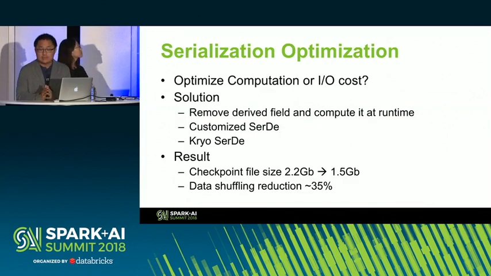So in the previous slides, we talked about how the checkpoint is very important to our system. It's useful, but also very expensive. We checkpoint around 2.2 gigabytes of data into HDFS each iteration. So I think it's time for us to consider optimization for serialization. The general strategy here is we trade extra computation resource for less I/O. Specifically, we removed those derived fields and also wrote our own customer serializer.